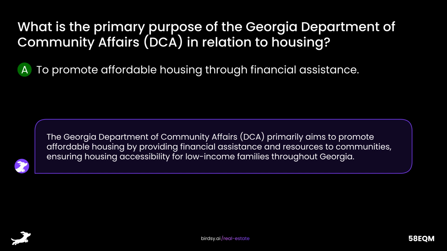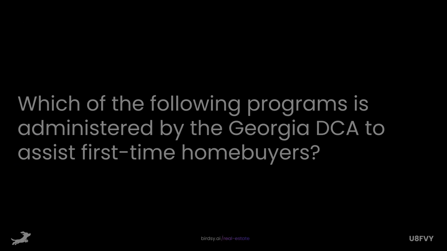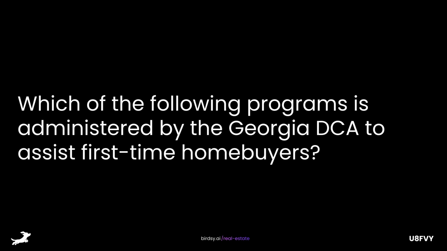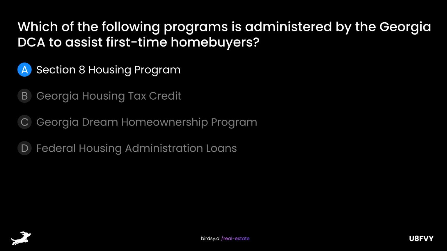The Georgia Department of Community Affairs primarily aims to promote affordable housing by providing financial assistance and resources to communities, ensuring housing accessibility for low-income families throughout Georgia. Which of the following programs is administered by the Georgia DCA to assist first-time homebuyers? Is it A, Section 8 Housing Program, B, Georgia Housing Tax Credit, C, Georgia Dream Homeownership Program, or D, Federal Housing Administration loans? The answer is C, Georgia Dream Homeownership Program.